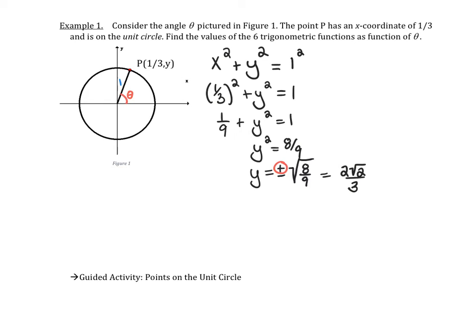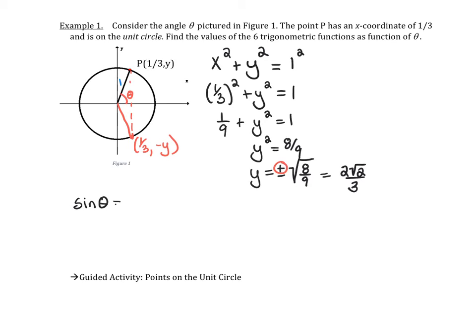So had my theta been over here instead, actually let's not do that. Let's say my theta was in quadrant 4 directly below. So that also has an x-coordinate of 1/3, but it would have the opposite y-coordinate that I just came up with. So I would have chosen the negative square root in that case. Okay, so now we go through.